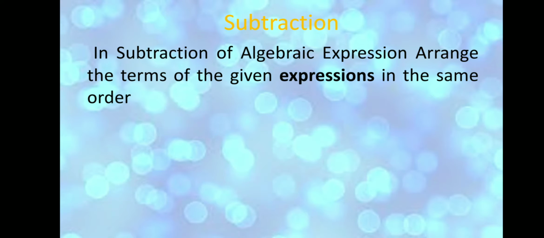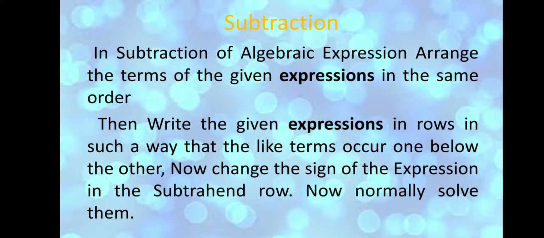Now we'll go to the subtraction of algebraic expressions. In subtraction of algebraic expressions, arrange the terms in the given expression in the same order. Then write the given expressions in rows in such a way that the like terms occur one below the other. Now change the sign of the expression in the subtrahend row. Now normally solve them.